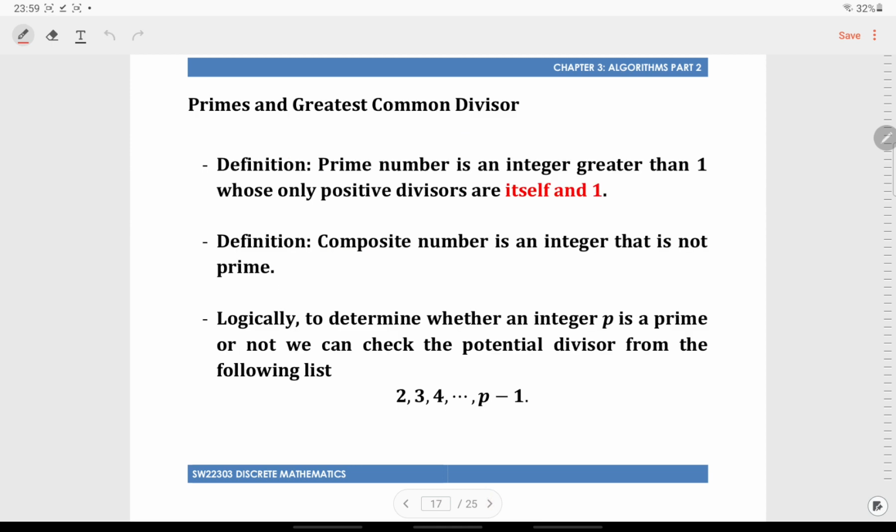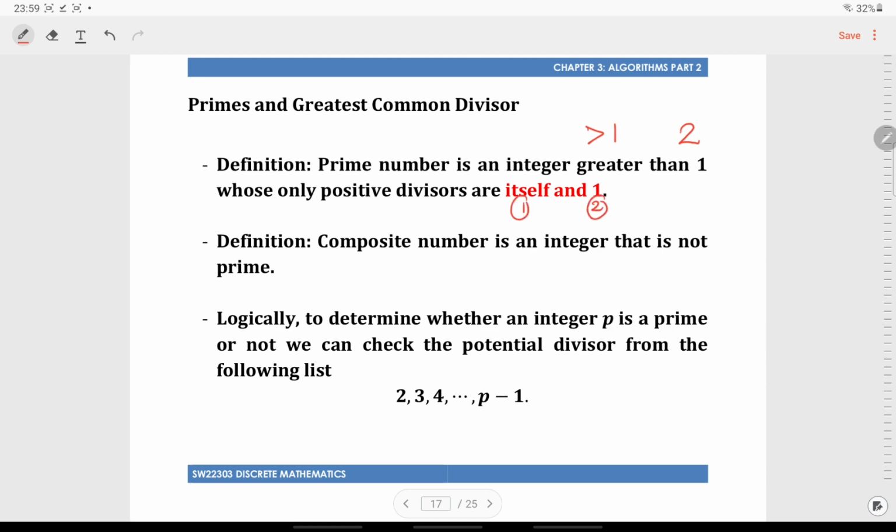Okay, so in this topic we discuss prime numbers and also the greatest common divisor. So what is the definition of a prime number? A prime number is an integer greater than 1. So it must be greater than 1. That means the smallest one is 2. The smallest possible prime number is 2. What is the next condition? The only positive divisors are itself and 1. That means there are only two divisors for a prime number. The first is itself and the second is the integer 1.